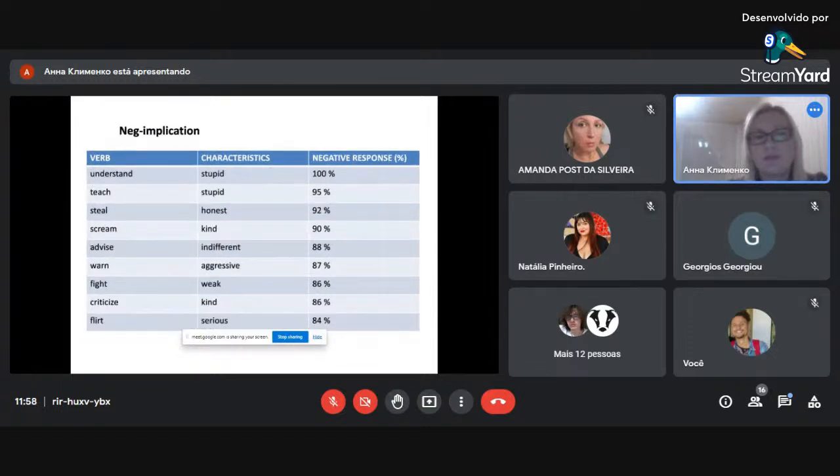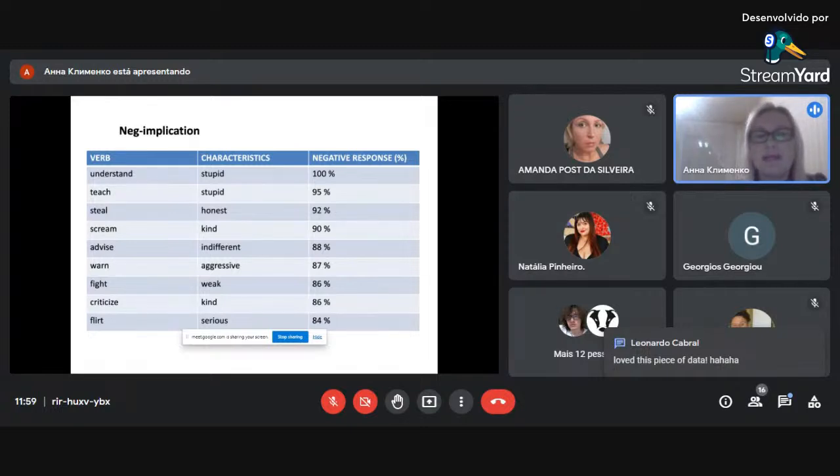Certain groups of verbs imply features on the contrary, like negative features. And again, we come across the verb teach, and 95% of our students refused to admit that a person that teaches is stupid, which is rather pleasant to know, by the way. Here we also have certain words that probably didn't show our hypothetic results.